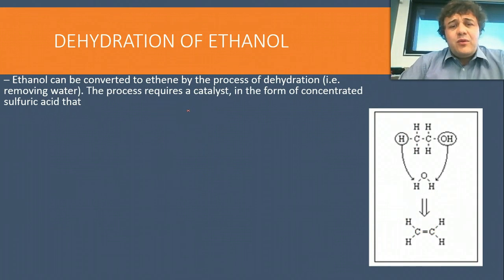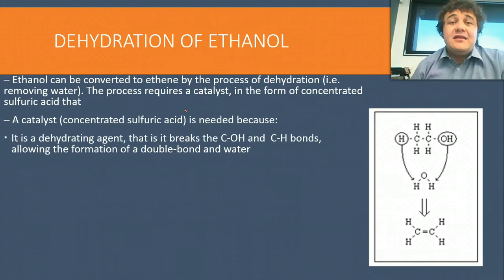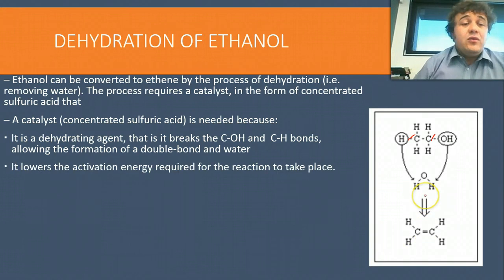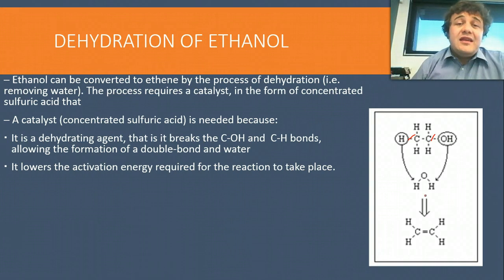Okay, so the process requires a catalyst. In this case, it's concentrated sulfuric acid. Why do we need that? Well, basically, it's the dehydrating agent. So the acid gets in there and it breaks this bond here and that bond there, because acids are super reactive, so it pulls them apart. This allows the double bond to form, which we see down here, and the water. And the water itself is actually absorbed into the acid. So it lowers the activation energy, which means the reaction can take place.